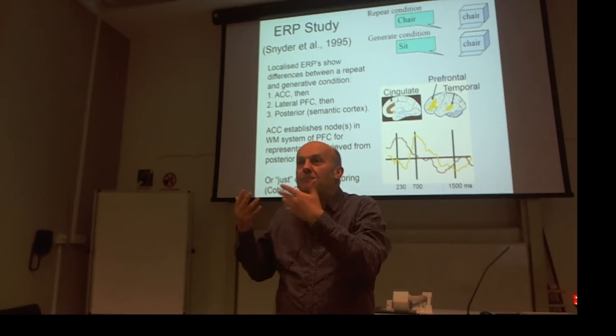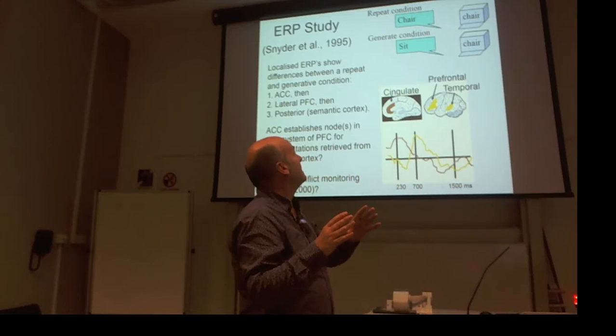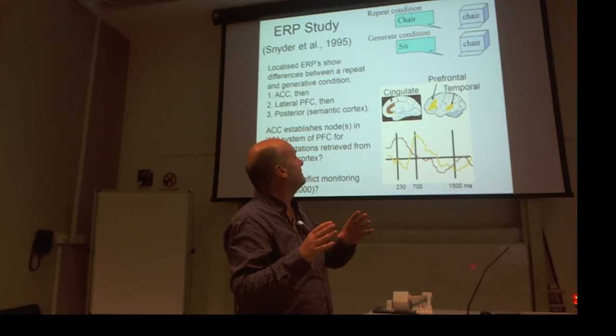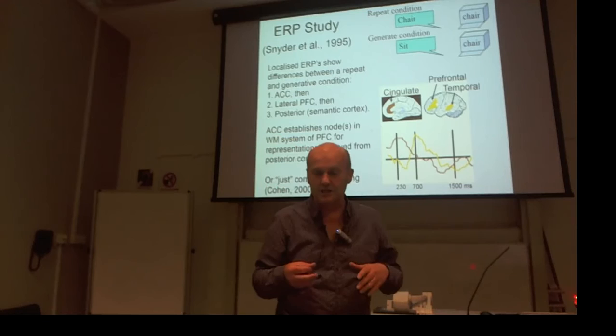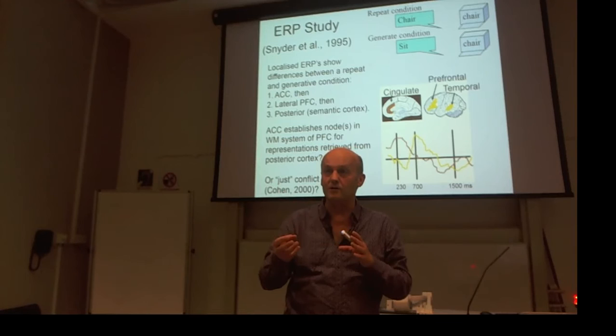So we show people a word, chair, and all we ask them to do is to repeat the word. It's very easy. You can do that automatically, almost without being conscious. Then we ask people in another condition to generate any word that's related to that. Now that requires you to activate your consciousness. You must not say the word, you must say a word that's related to it.